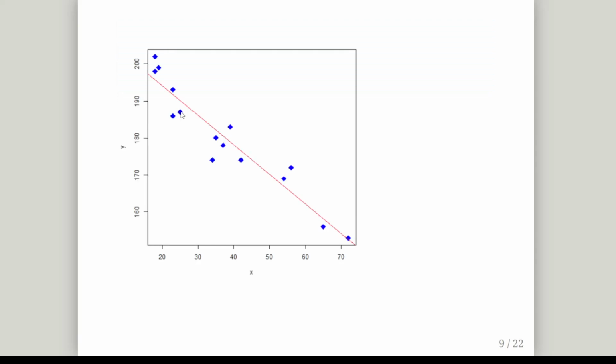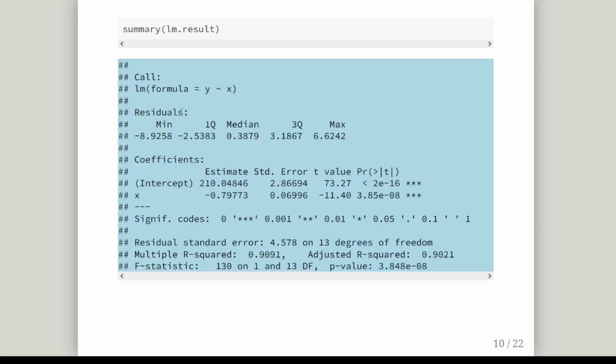The scatter plot points tend to be clustered very closely around the regression line, which is a great sign. So this is the summary of the linear model, summary of lm, and we're just looking down here at this. The multiple R squared is 0.9091 and the adjusted R squared is 0.9021. These are goodness of fit metrics.